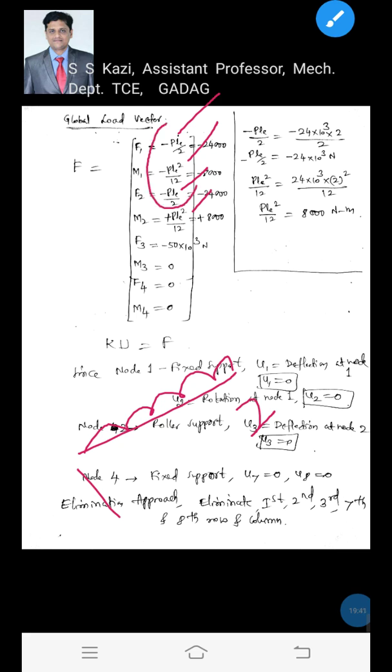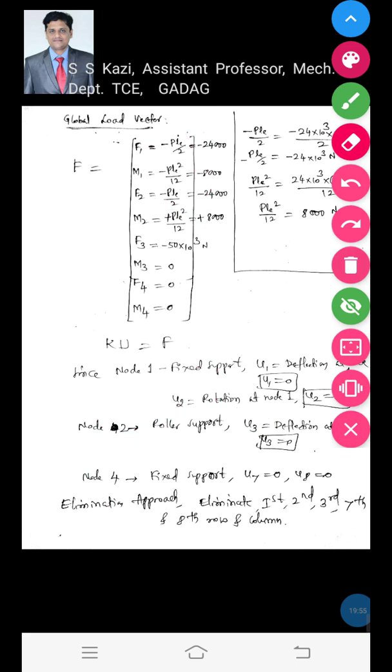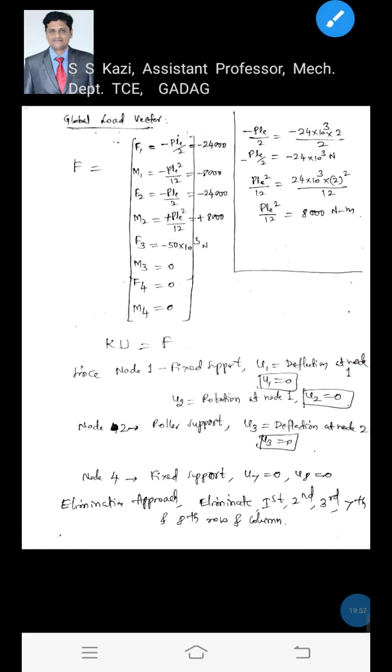First 3 components are negative, last component is positive because it is a downward UDL. If it is upward UDL, you just take the first 3 components positive and the fourth component negative. Usually the UDL is going to be downward only.